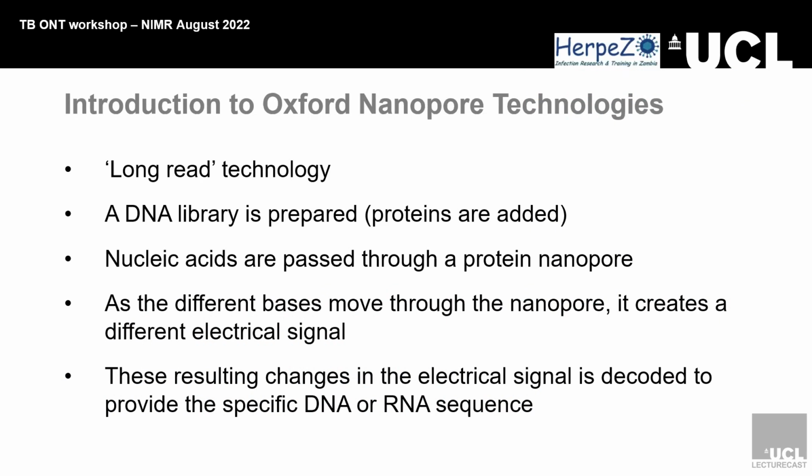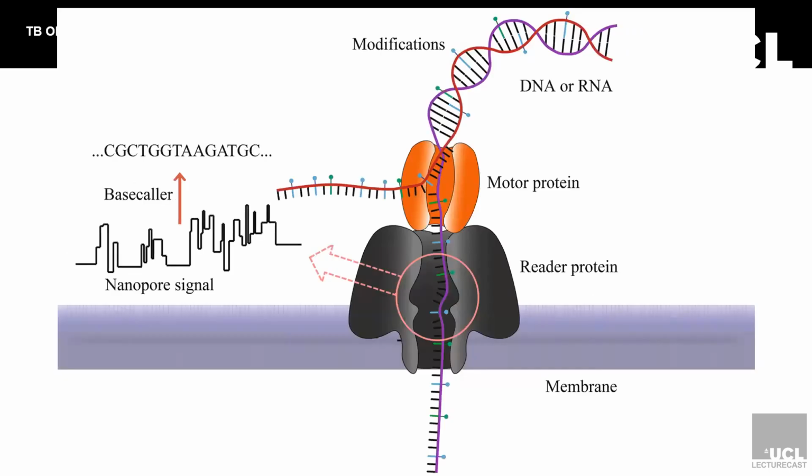So you prepare your DNA library and proteins are added. These proteins, as you'll see later, attach to the motor protein and then enable the DNA strand to be pulled through the pore. The nucleic acids, as they're being pulled through the pore, elicit an electrical signal that's then decoded. Like I said, an A will produce a specific electrical signal, a T will produce its own, a C, and a G. So that's just showing you what happens.